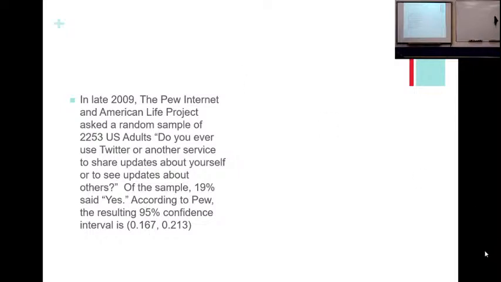Before that, I want you to take this problem here. In late 2009, the Pew Internet and American Life Research asked a random sample of 2,253 U.S. adults, do you ever use Twitter or another service to share updates about yourself or see updates about others? In the sample, 19% said yes. This would be enough for us to construct the confidence interval and work out all the formulas. We're not going to do that here. We'll do that in the rest of Chapter 8.